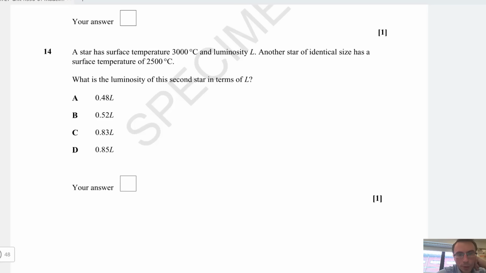So let's just write down Stefan's law. Something to keep in mind is that these need to be in Kelvin in Stefan's law. So this here will be equal to 4 pi r squared times Stefan's constant and then T to the power of 4. Okay, so everything else seems identical except for the temperature. So the temperature, let's see by what factor it will actually rise. Well, let's convert these to Kelvin first of all.